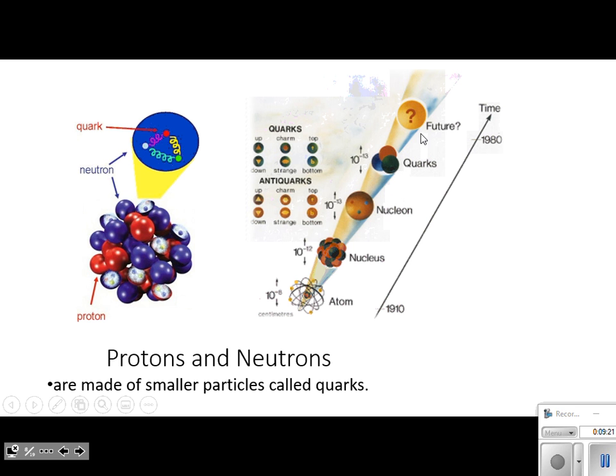Now, what do you think? Do you think in the future that we could possibly find that quarks are made up out of something? Yeah, the way everything's rolling. I mean, look right here at 1910, and then we're up to 1980. So, yeah, that's possible. That's possible.